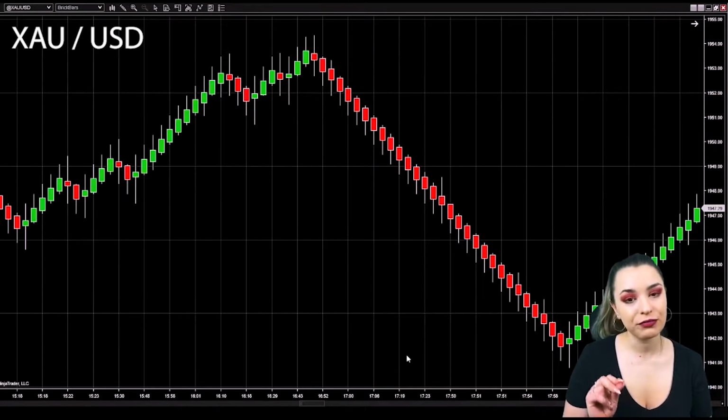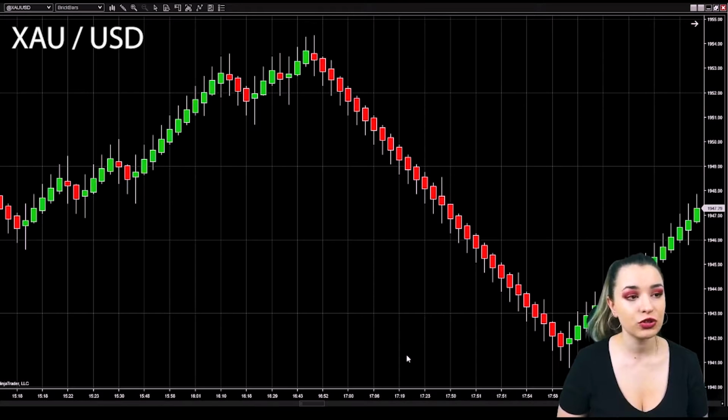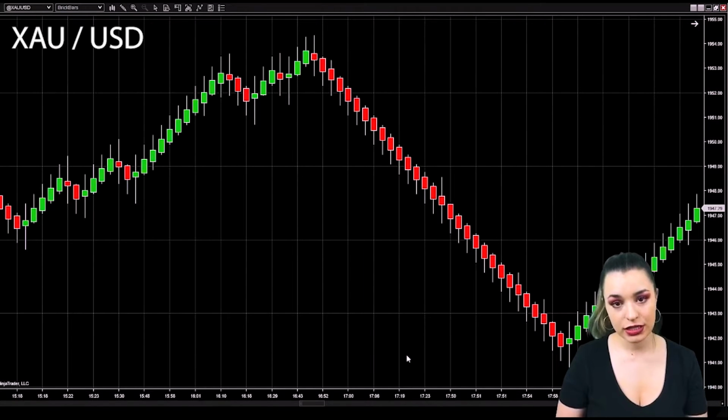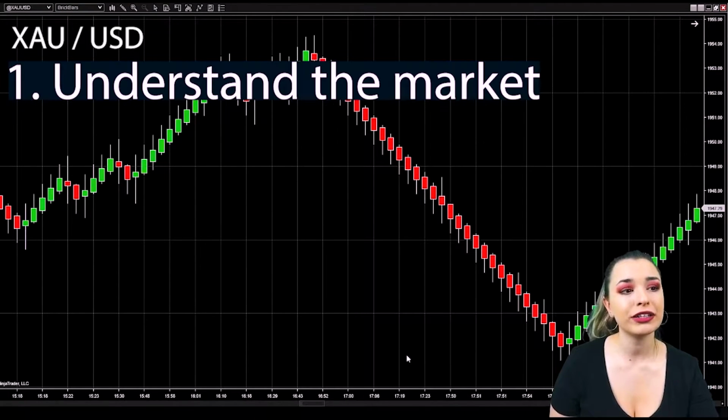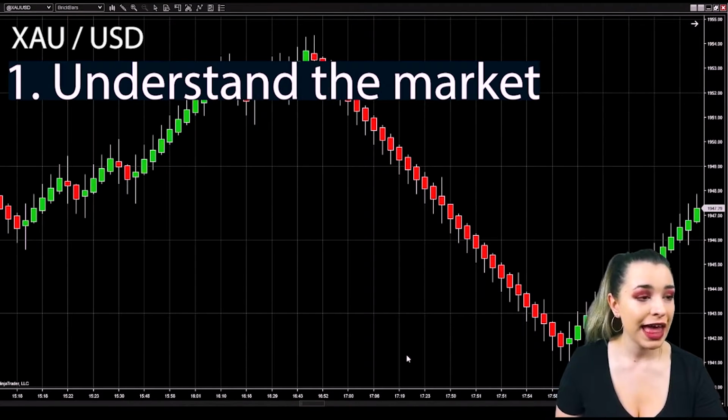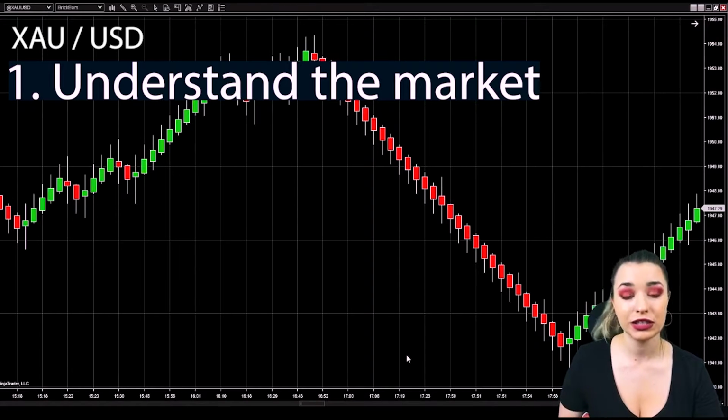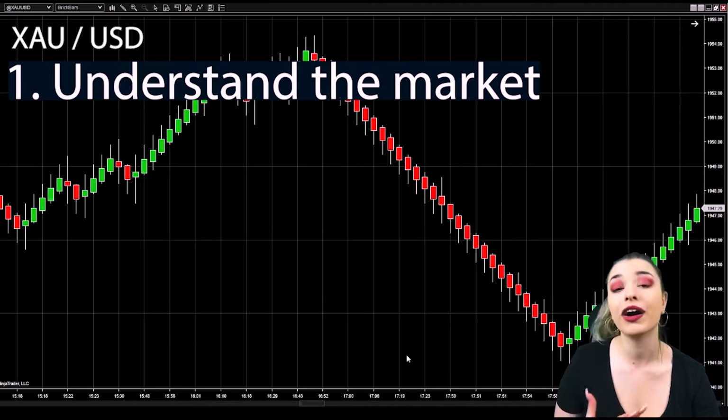Now, one of the first very important things that you need to do whenever you are dealing with price action trading strategies is to understand your market. You need to understand how the market is moving and what the structure of the market looks like. What is the overall overpowering trend? What are you looking at?